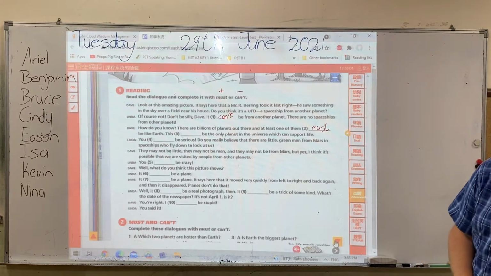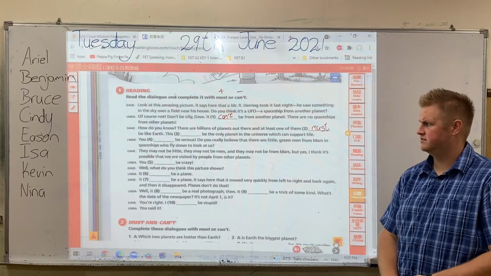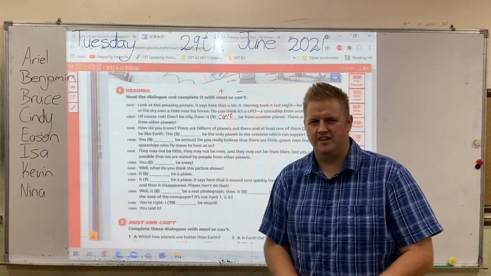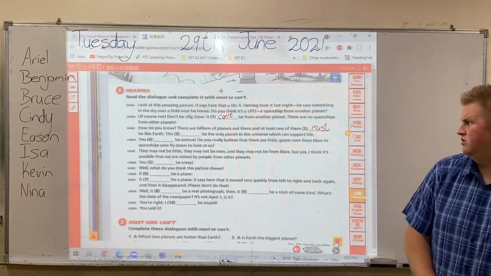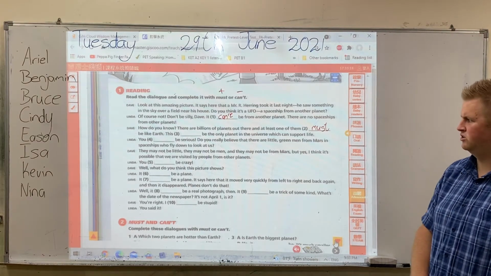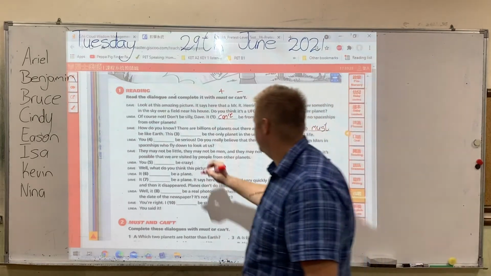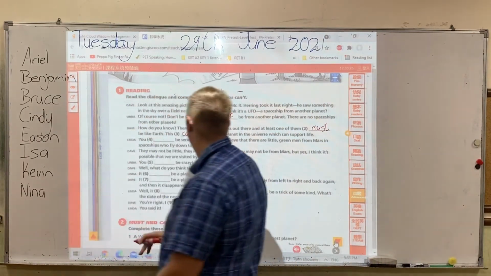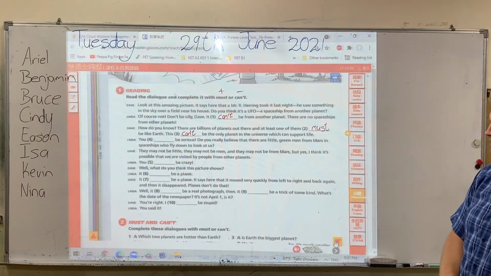Thus, this can't be the only planet in the universe which can support life. So, what do you think? Number 3, is it this must be the only planet in the universe which can support life, or this can't be the only planet? It can't be. It can't be the only planet in the universe which can support life.